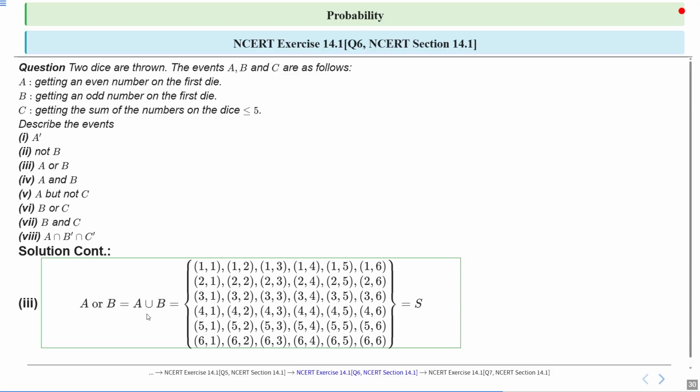Now A or B. A or B means A union B. So we will take those ordered pairs which are in either event A or B or in both. So you will get these ordered pairs which are in event A or B. You can easily find it. Here you can see A union B is nothing but the sample space. So A union B is equal to the sample space, and all those ordered pairs in the sample space are contained in A union B.